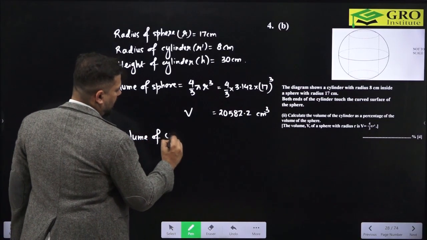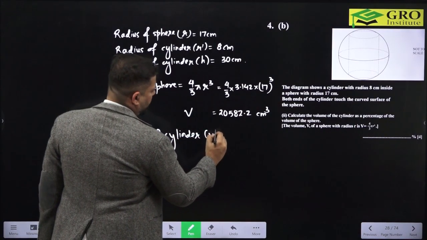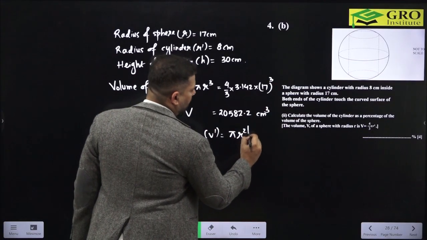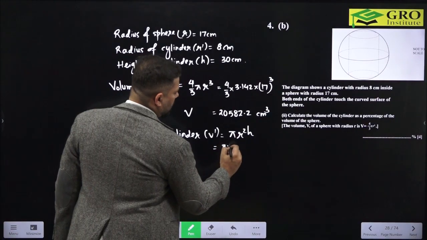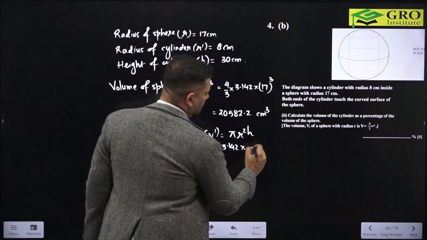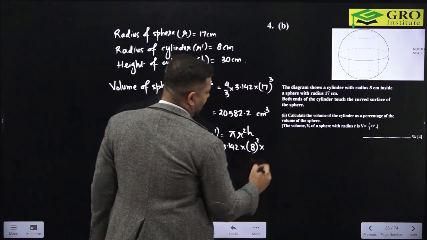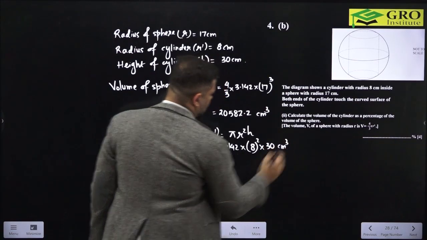Volume of cylinder, we'll take it as V dash. We know the formula, it is pi r square h, isn't it? Let us substitute the values. What is pi? 3.142. The radius of the cylinder is 8 centimeter, so it will be 8 square multiplied with its height, that is 30. This all would be in centimeter cube.